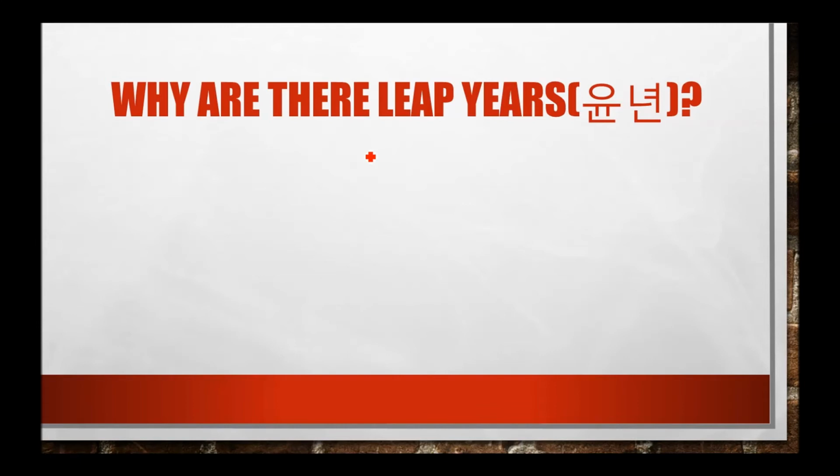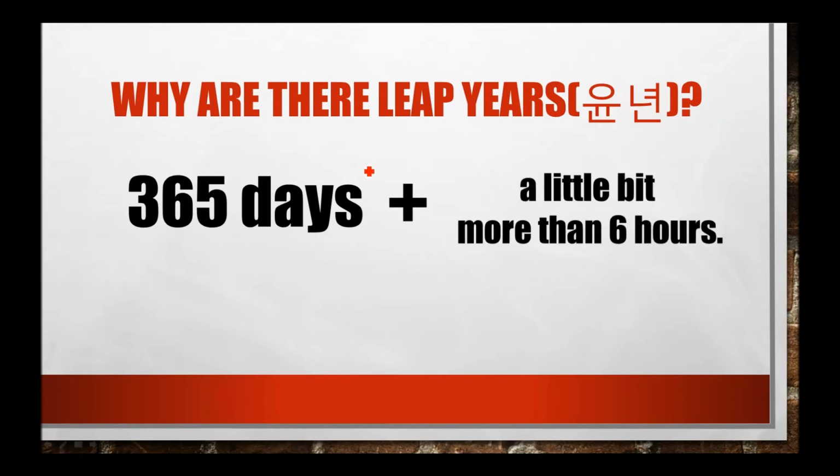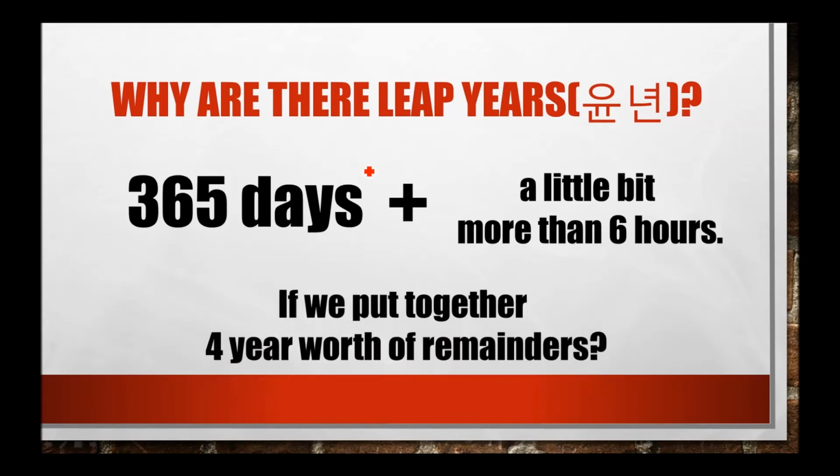The exact orbital period of the Earth is not 365 days sharp. There are 365 days plus a little bit more than 6 hours. So, if we put together 4 years worth of these 6 hour remainders, then there will be a day. So, we have February 29th in every 4 years.